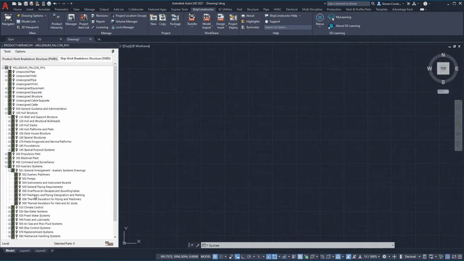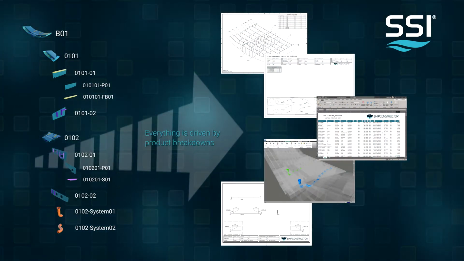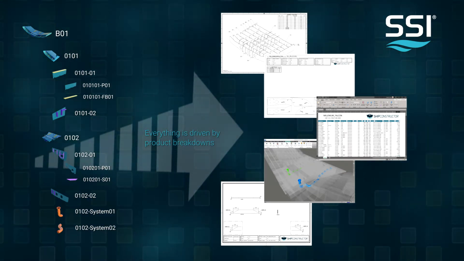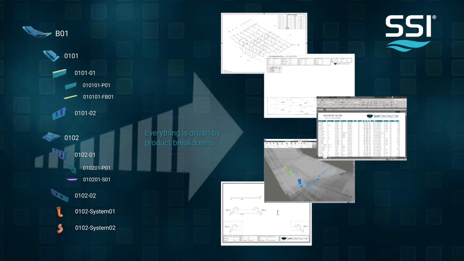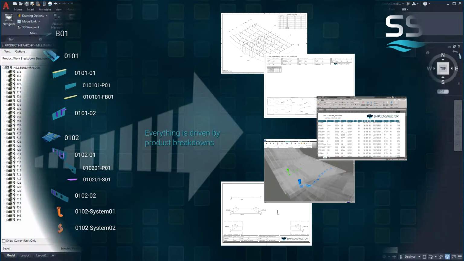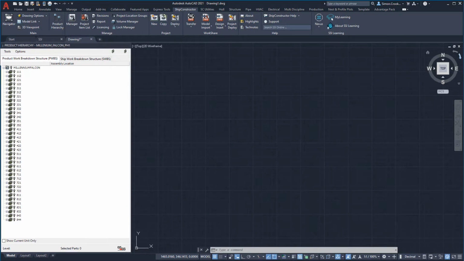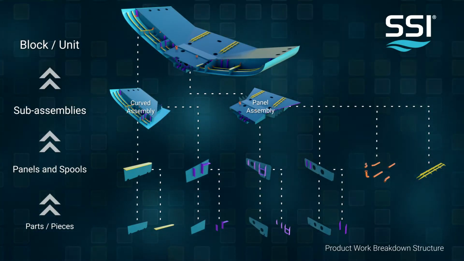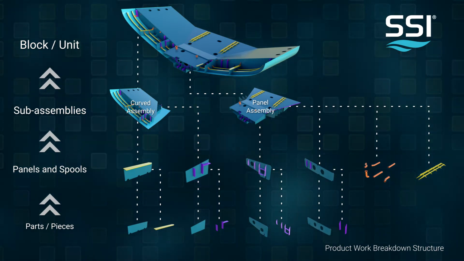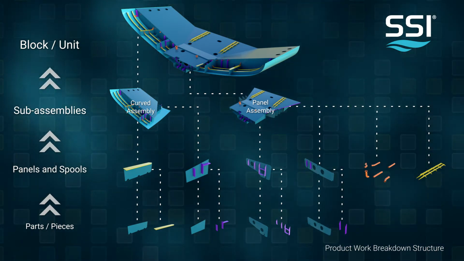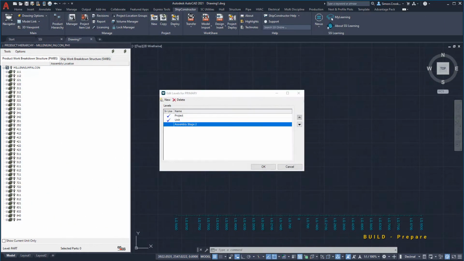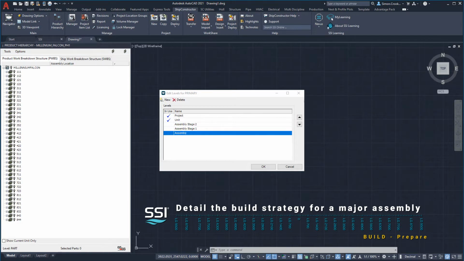In the product work breakdown structure or build strategy, every part has its place. Production drawing generation, report generation, part naming, and assembly visualization are all driven by the build strategy. In a typical workflow, parts create panels, panels create sub-assemblies, sub-assemblies create assemblies, and assemblies create units. We need to define the various levels before we can assign parts.